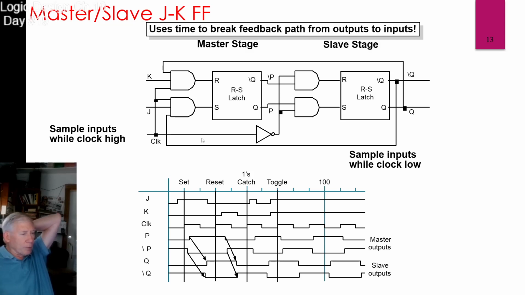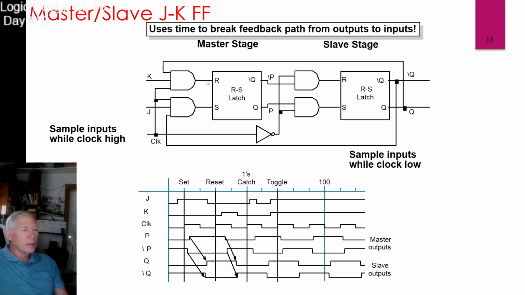Notice we have a clock input here. In this case, the clock is directly tied to these AND gates, but it goes through an inverter to these AND gates. So at any time these AND gates are enabled by the clock, these AND gates are disabled by the clock, and vice versa. When these are disabled, these are enabled. What that prevents is changing states other than on the one moment when the clock switches from high to low.